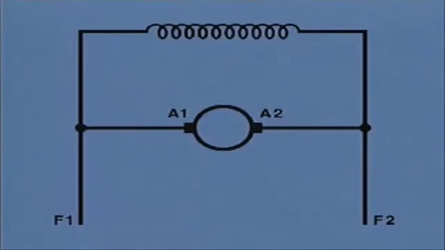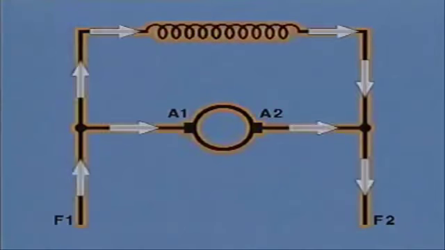Now, this is a schematic of a typical shunt motor. The letter F means shunt. So the shunt field is marked F1 and F2, and the armature is marked A1 and A2. In a shunt motor, the field coils and the armature are always connected in parallel with each other. So in this particular motor, there are two paths for current flow.